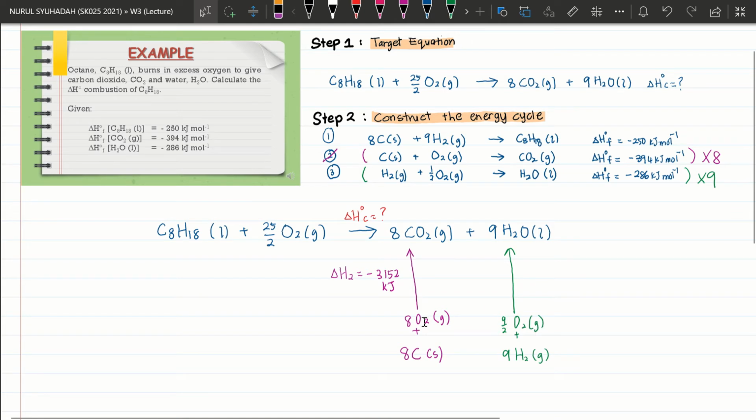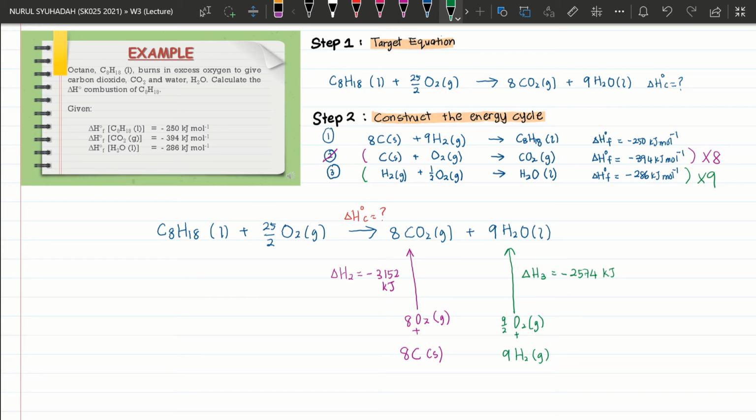What do I mean by this? Carbon plus 8 oxygen to produce 8 carbon dioxide, 9 hydrogen plus 9 over 2 oxygen to produce 9 H2O. Let us put it as delta H3, times negative 286 with 9. So you will get the value that you will write down inside this cycle is negative 2574 kilojoule only. Make sure you just put only kilojoule.